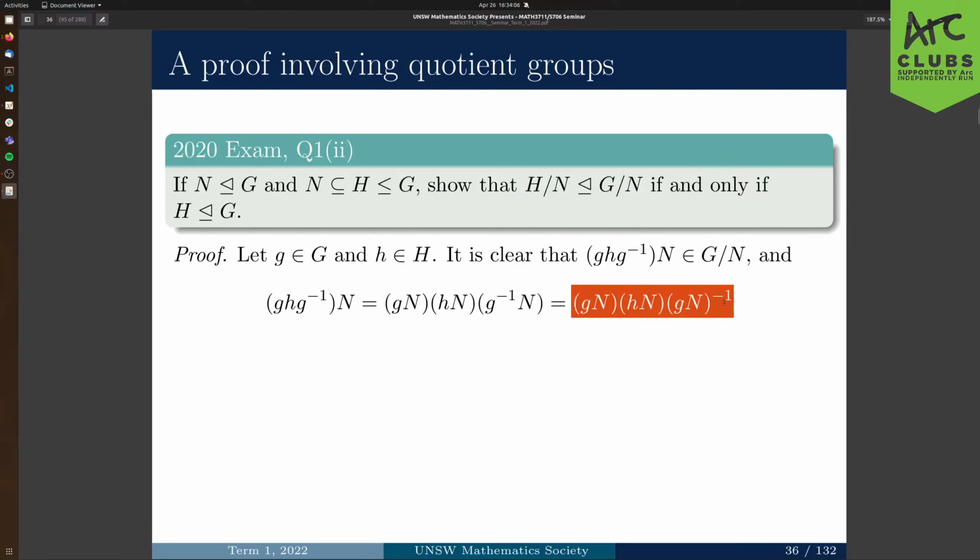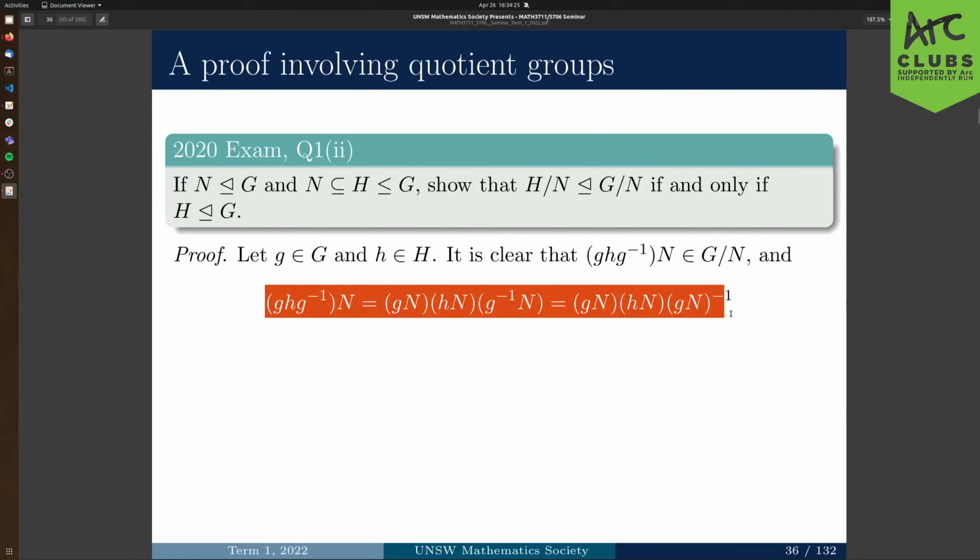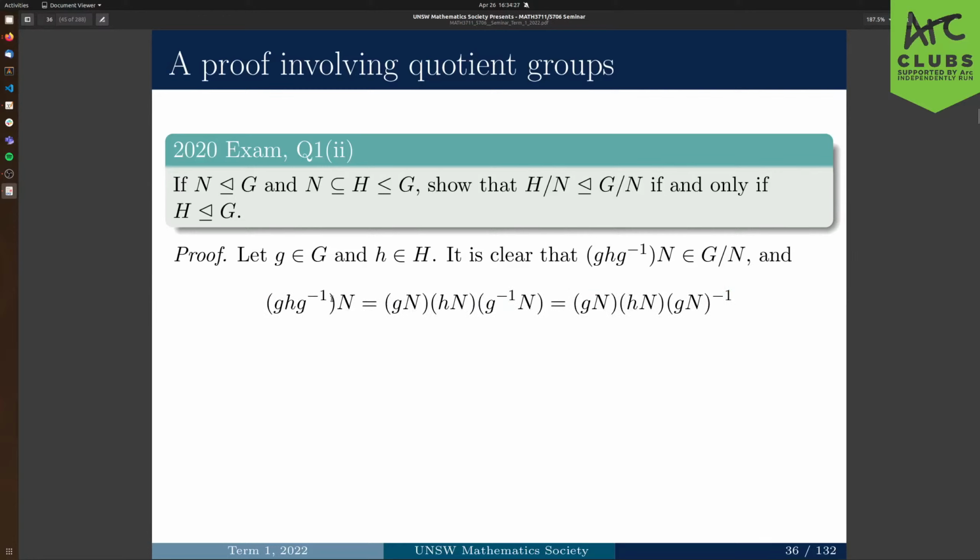I need to show that this thing here is actually, again, a coset of H over N, right? So this is a nice thing, because this GHG inverse thing is going to be somewhat connected to the normality proof of H. So in some way, we have established a link between what we need to prove in order to show that H is a normal subgroup of G, and also what we need to prove if this H over N thing is a normal subgroup of G over N, right?